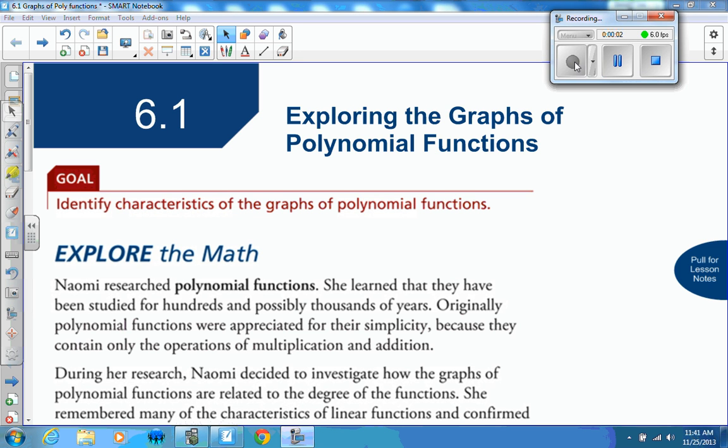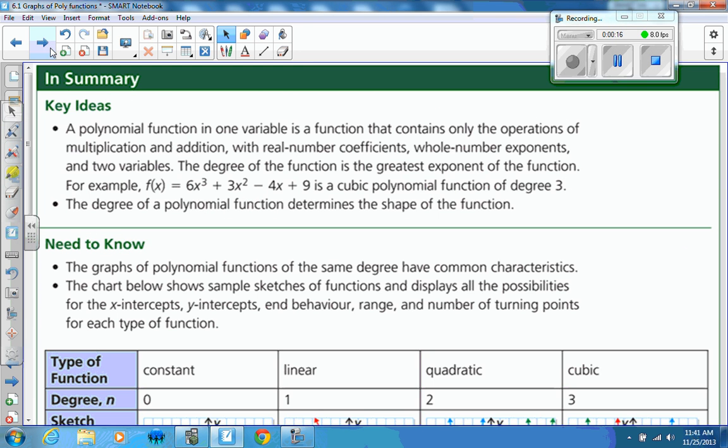Okay, let's explore chapter 6, which is called Polynomial Functions. And section 6.1 is exploring the graphs of polynomial functions. What is a polynomial function? You used these in grade 9, if you remember, and a bit in grade 10, or you could just go to page 382 in your textbook and copy this into your learning journal.